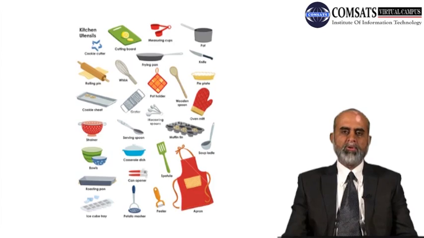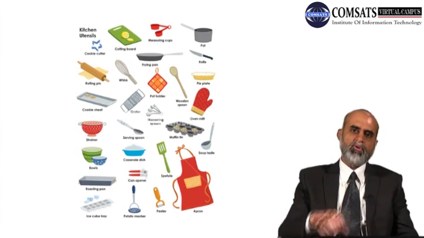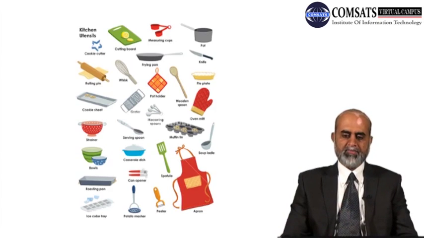Then you have the cutting board, which is used in order to cut vegetables and lots of other things. Then you have measuring cups. If you don't have measuring cups, we normally use the teaspoon, tablespoon, etc. Then we have a pot. There are lots of pots. Sometimes they are also called saucepans, especially if they have a lid over them. Okay, this one is a pot.